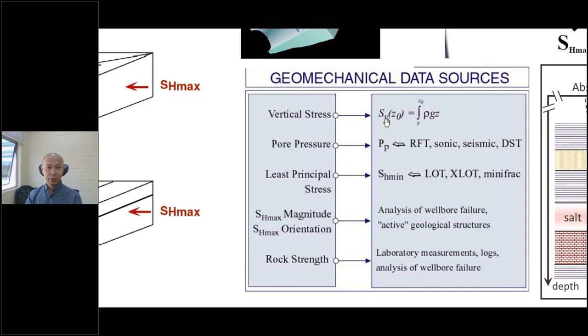But that's not the only data that we require to build a geomechanical model. We require not only the density profile, but also the pressure of the formation, the minimum horizontal stress value, the maximum horizontal stress value and orientation, and rock strength. So there is a lot of input and data required to build a geomechanical model. I'm not a geomechanic, I'm just a user. So I let the geomechanic build the model, and then I just use it. Based on the model that they have, they can build this kind of profile.